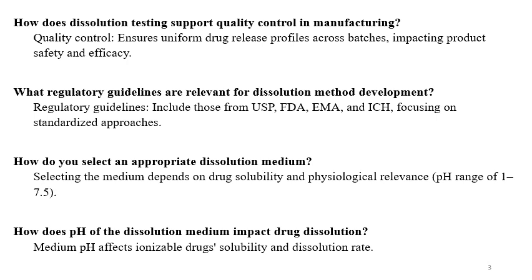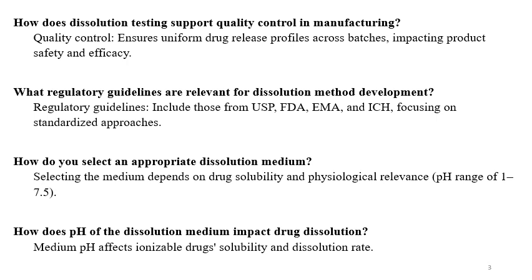How do you select the appropriate dissolution medium? It is a very important question. Selecting the medium depends upon the drug solubility and physiological relevance, like a pH range of 1 to 7.5. Also, it depends on the BCS class of the molecule and the stability in the dissolution medium.